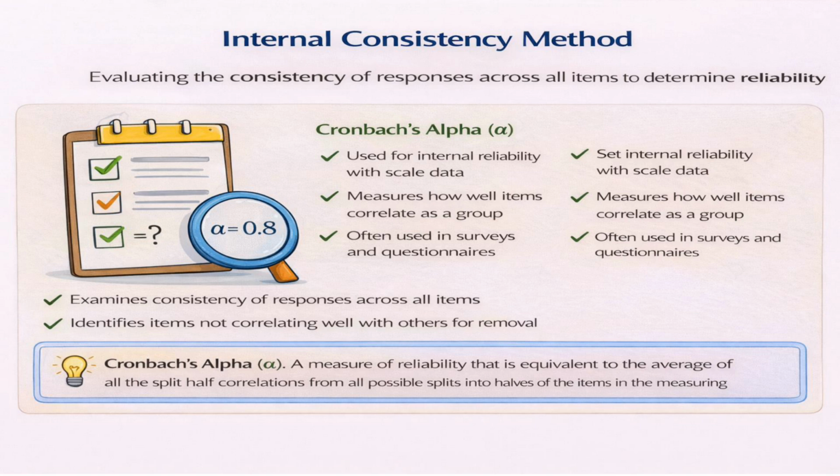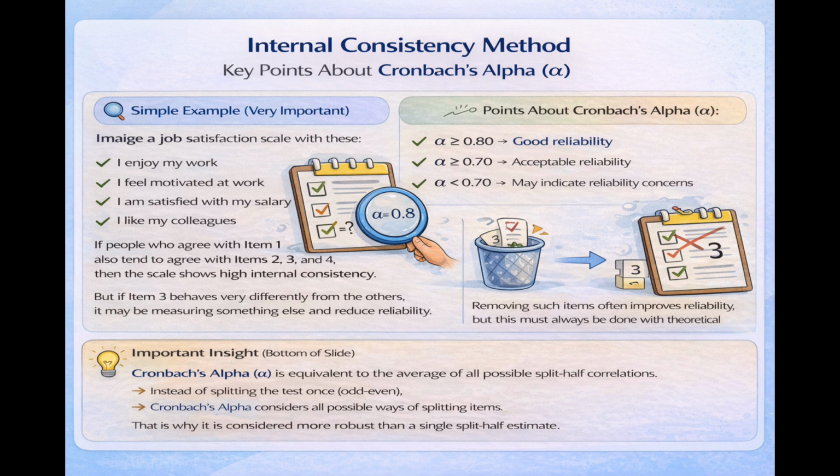How Cronbach's alpha works, conceptually. Cronbach's alpha looks at correlations between every possible pair of items, and then averages these relationships. If items are measuring the same thing, they will move together. Their correlations will be higher. Alpha will be higher. If items are measuring different things, correlations will be weaker. Alpha will be lower.